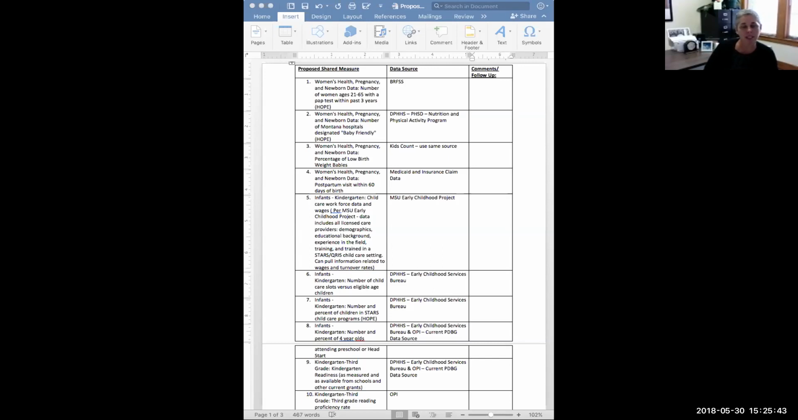Number 3 on that domain was percentage of low birth weight babies. And then the final one was a postpartum visit within 60 days of birth. And you can see that number 3 is a Kids Count data point. So we would just propose to use the same sources, not reinvent that wheel. And then the postpartum visit within 60 days of birth, when we had met with Blue Cross, they had indicated that would be a data point that would be easy. And so we were hoping that we would get that through Medicaid or insurance claim data. So I'd open it up to comments or suggestions on those.